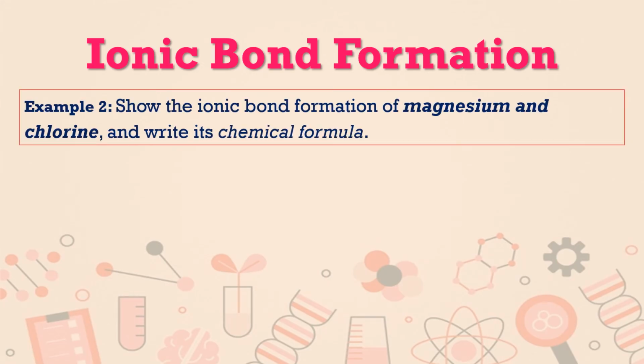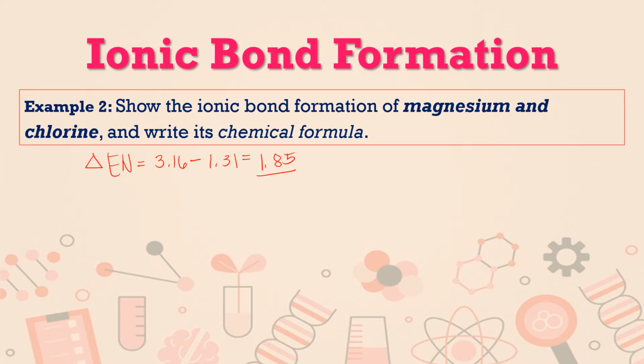Another example. Show the ionic bond formation of magnesium and chlorine and write its chemical formula. Again, magnesium here is the metal and chlorine is the non-metal. So let's try to get their electronegativity difference. The electronegativity of chlorine is 3.16 and the electronegativity of magnesium is 1.31. So 3.16 minus 1.31 is 1.85. So this is greater than 1.7. Therefore, magnesium and chlorine could make an ionic bond.